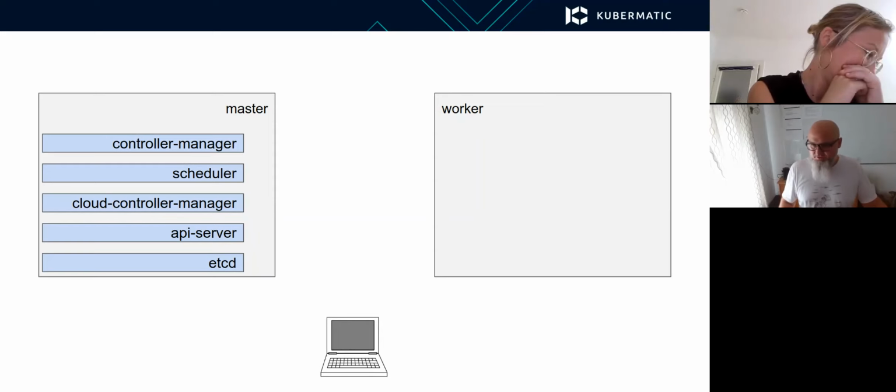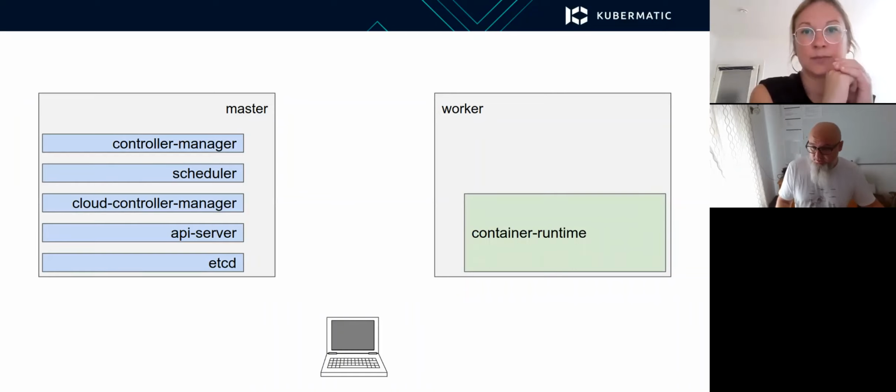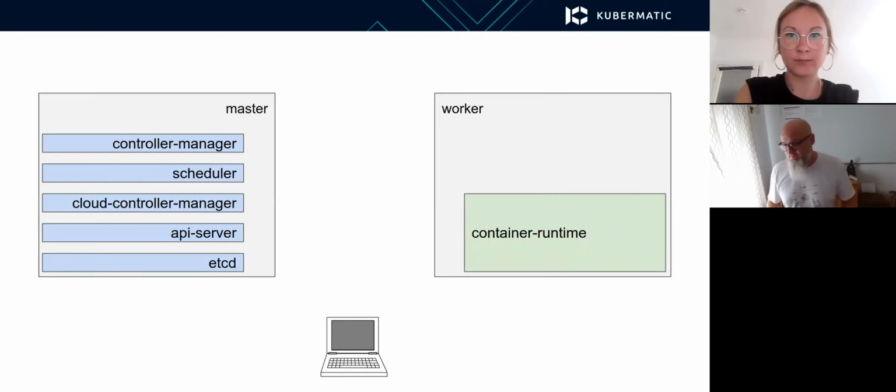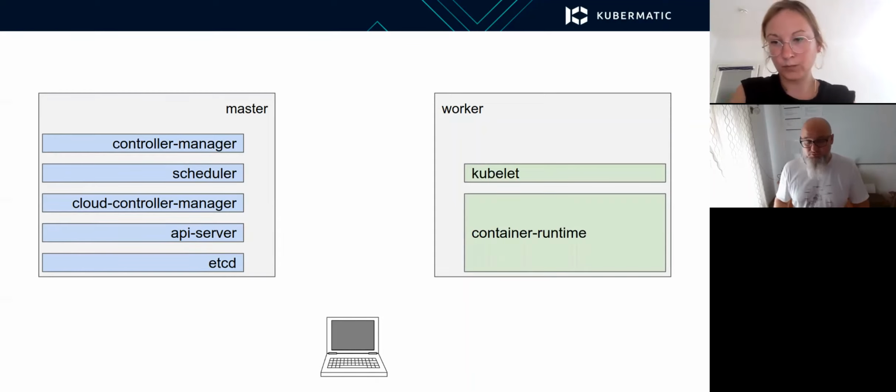Let's switch to the worker node. There is a container runtime. Docker, containerd, CRI-O. Then there's the kubelet. The kubelet is running on the worker node, and he knows which containers have to be started at this specific worker node, basically.